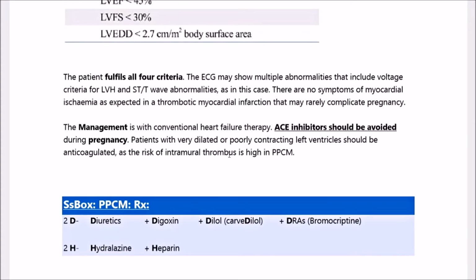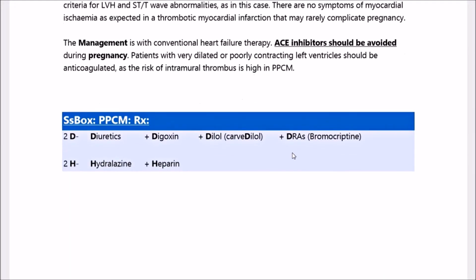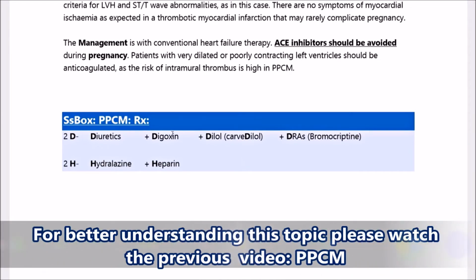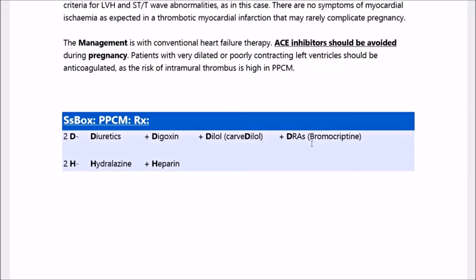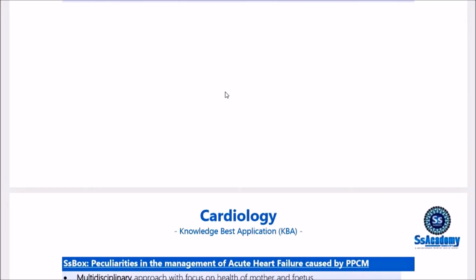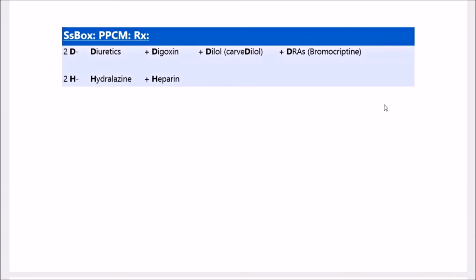Patients with a very dilated or poorly contracting left ventricle should be anticoagulated, as the risk of intramural thrombus is high in peripartum cardiomyopathy. So the treatment that we put as a numeric mnemonic, you must make your own notes, right? 2D and 2H. D for diuretics and digoxin, and H for hydralazine and heparin. And we add 2 D's more: there is bisoprolol, there is carvedilol, and D for dopamine receptor agonist like bromocriptine. So once again, diuretics, digoxin, hydralazine, heparin, beta blockers, as well as the dopamine receptor agonist bromocriptine.